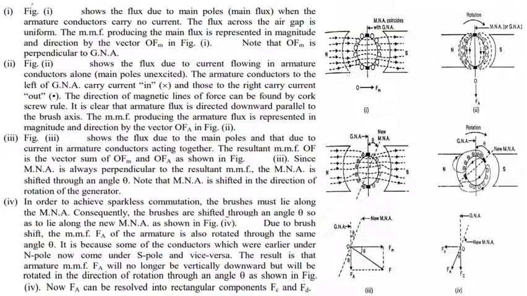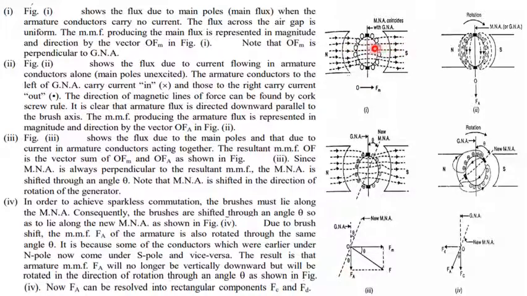Let me explain the armature reaction by considering all the cases here. The first case, figure 1, shows the flux due to the main poles when the armature conductors carry no current. Since the armature doesn't carry current, the flux across the area is uniform. Now here the flux will be uniform.